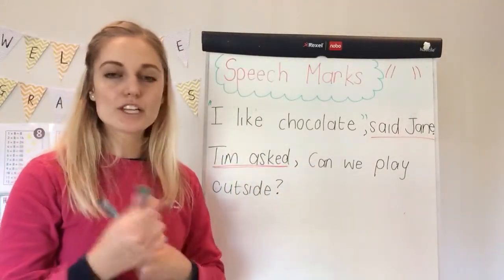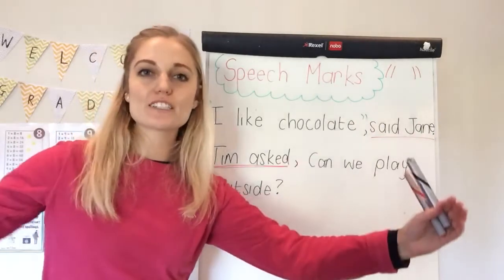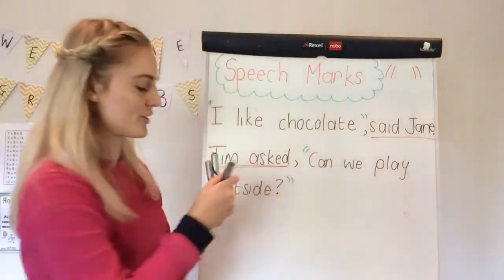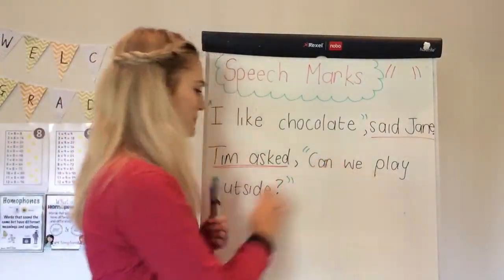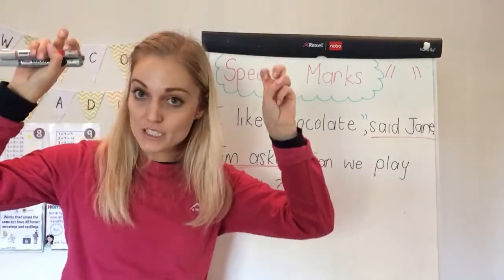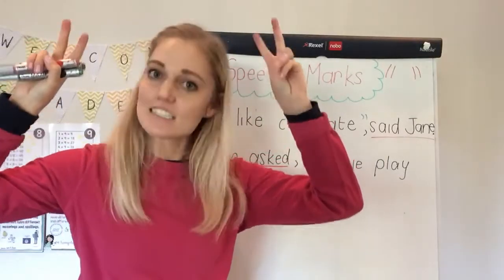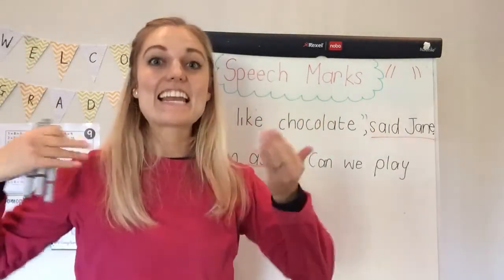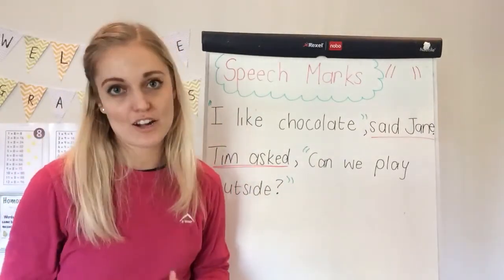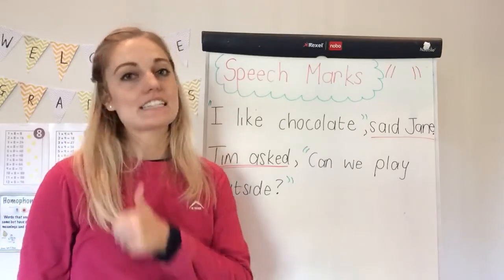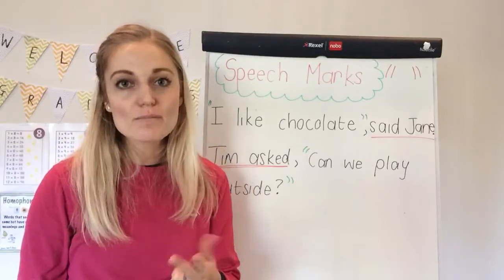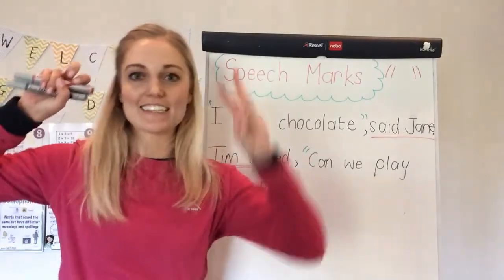Okay? And now where do I put my speech marks? On both sides of my sentence. There we go. Tim asked, can we play outside? So Tim asked is my tag and my direct words is can we play outside? Ta-da! Next one done. Well done, guys. So do you see, it's really not that hard. The first thing to do is identify your tag, identify your direct words, put in your comma, and then you put your speech marks on either side.